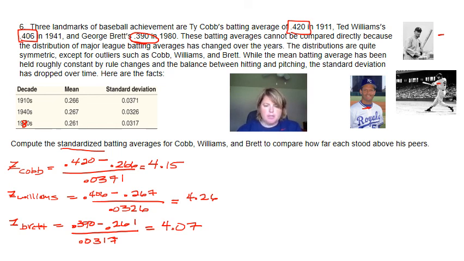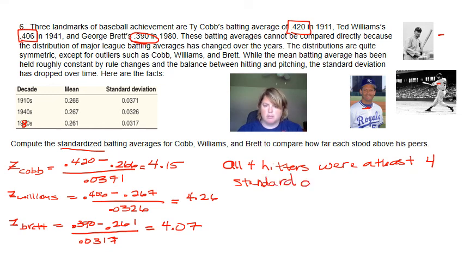So we always want to be able to interpret what all this means. So all 3 hitters were at least 4 standard deviations above the mean. So if you think of the gifted program as 3 standard deviations above the mean, this is like 4. So if we were talking about intelligence, they would be like Mensa program people. So standard deviations above the mean. So that is one of the reasons why they're all in the Hall of Fame, you can kind of tell.